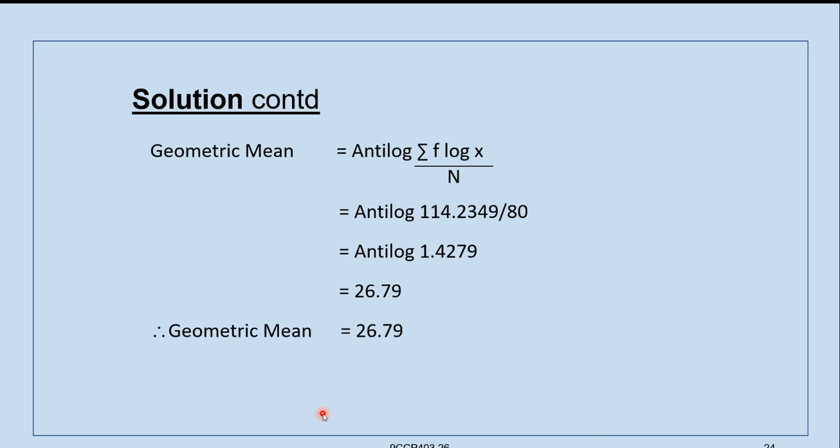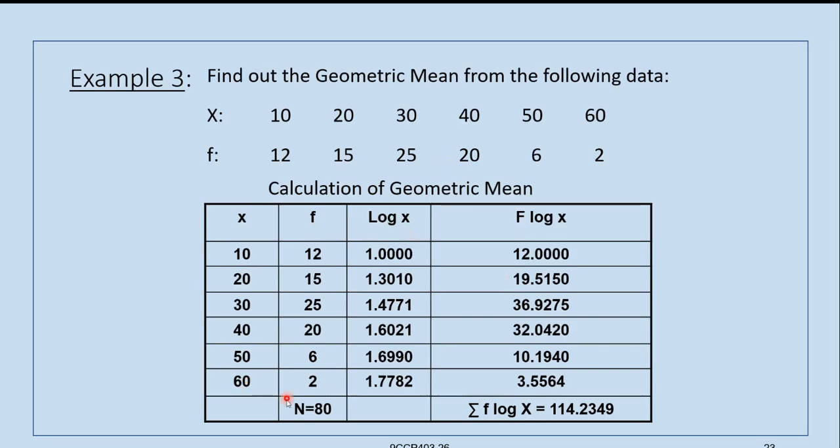This is the solution. 114.2349 divided by 80 is 1.4279, and the antilog of it is 26.79. So the geometric mean of the given series is 26.79. Please observe again, we have taken the help of frequency also if it is given. It is multiplied only after taking log x. We cannot multiply these two and then take log x. First take log x of this x and then multiply with f.